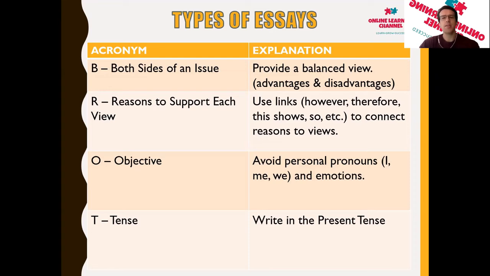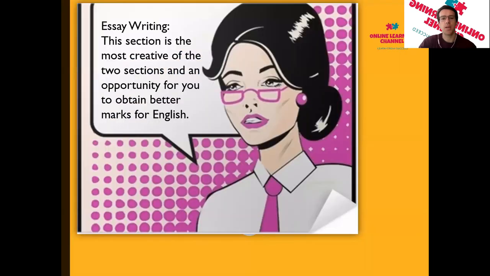The next letter O stands for objective. Avoid personal pronouns like I or me or we and emotions, even though it can make use of emotive language every now and then. It would probably be a good idea to shy away from that and make it more objective at the end of the day. And then the next letter, T, stands for tense. You are to write in the present tense, because often this will be presenting matters as they stand at this point in time.